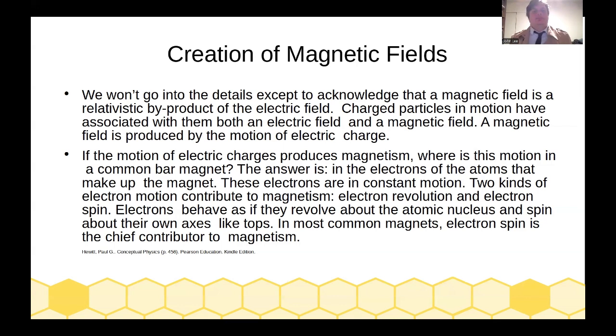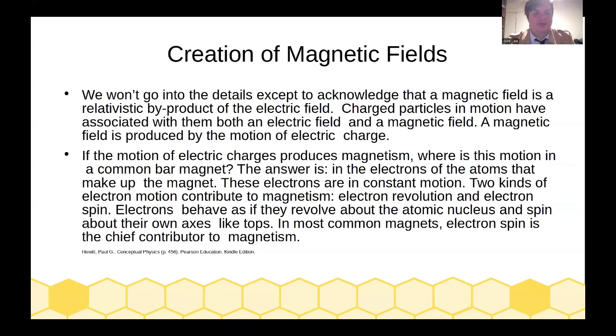We won't go into details about the creation of magnetic fields except to acknowledge that a magnetic field is a relativistic byproduct of the electric field. Charged particles in motion have associated with them both an electric field and a magnetic field. A magnetic field is produced by the motion of electric charge. If the motion of electric charges produces magnetism, where is this motion in a common bar magnet? The answer is in the electrons of the atoms that make up the magnet. These electrons are in constant motion.